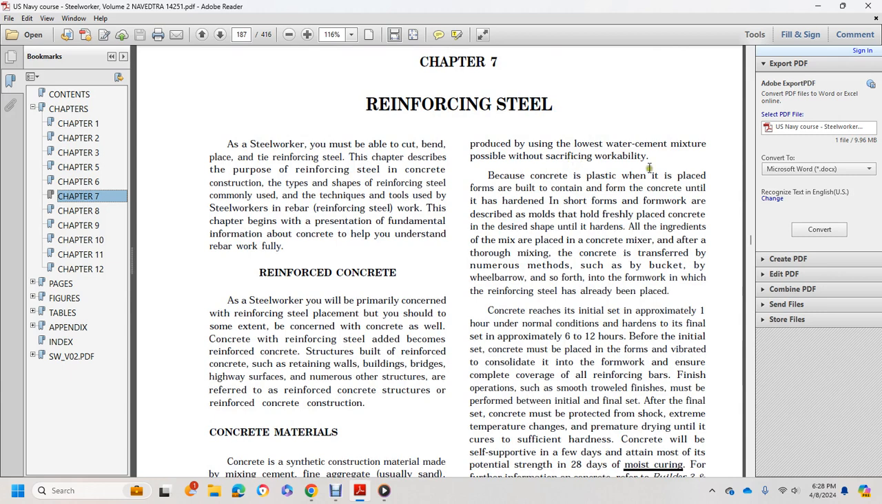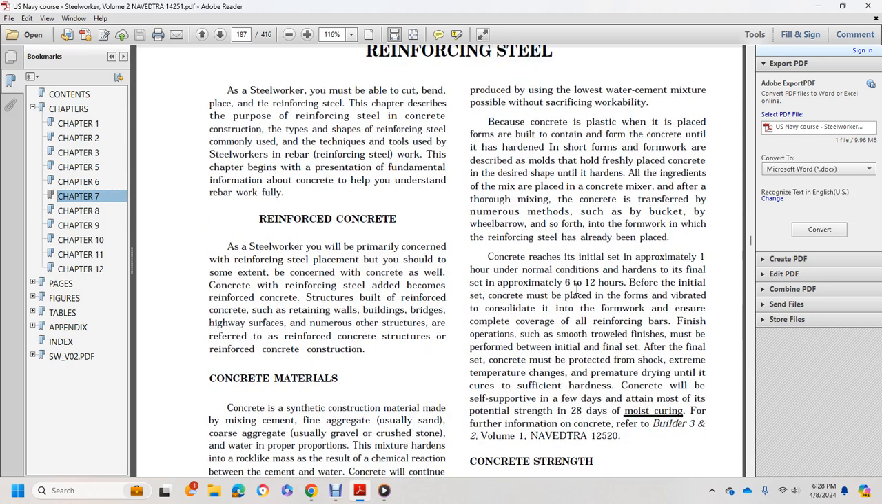Because concrete is plastic when it is placed, forms are built to contain the concrete until it hardens. These forms are known as formwork. The role of the form is to hold the freshly placed concrete in the desired shape until it hardens. All ingredients are placed in the concrete mixer. After thorough mixing, concrete is transferred by numerous methods, such as by bucket, by wheelbarrow, and so forth, to the formwork in which reinforcing steel has been placed.